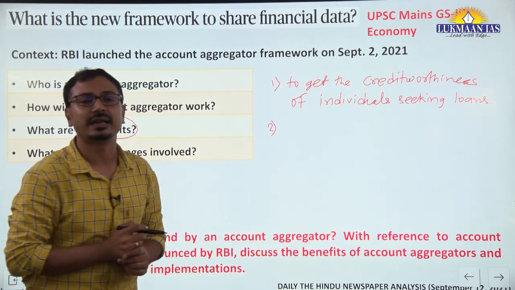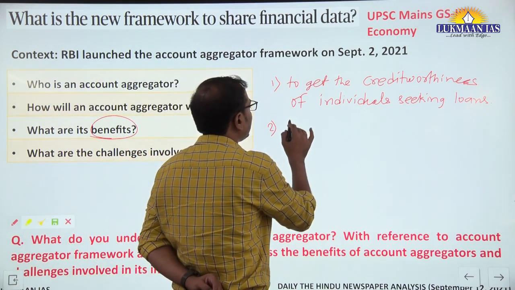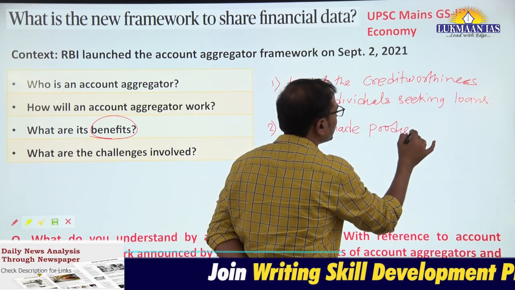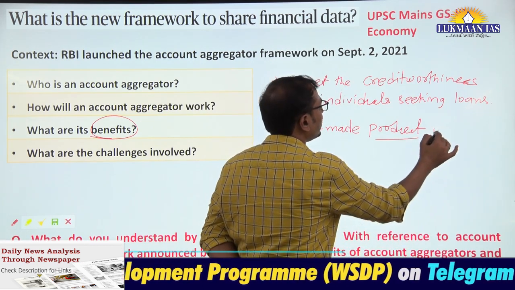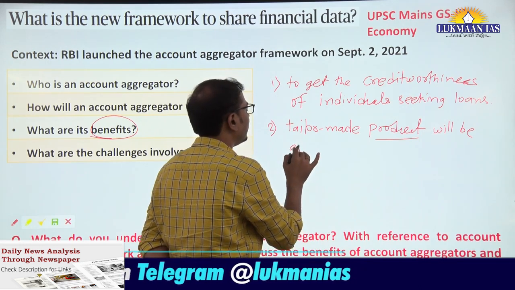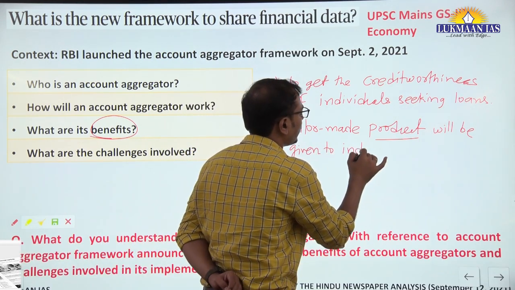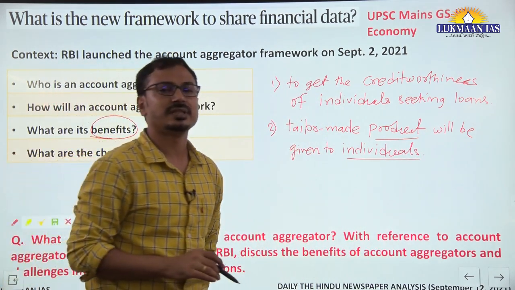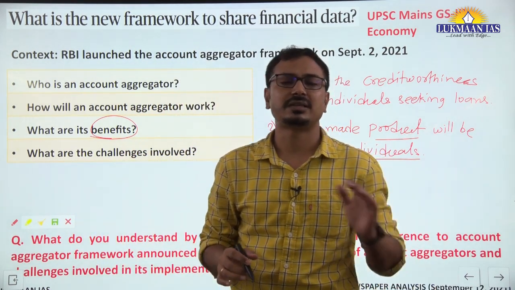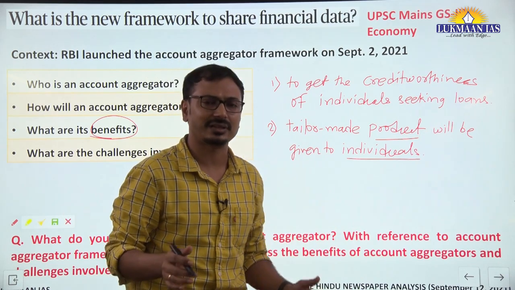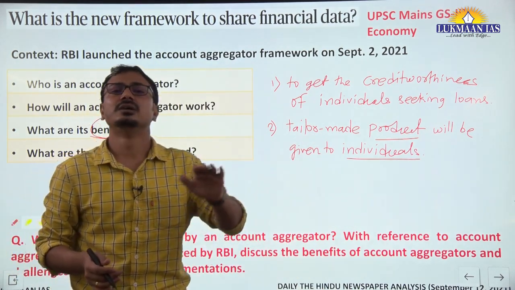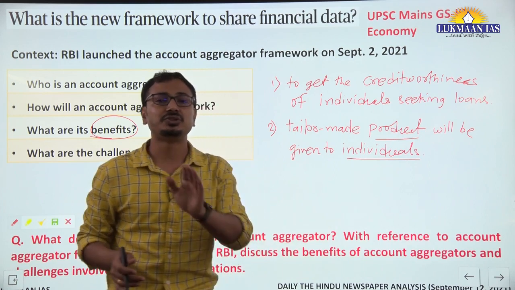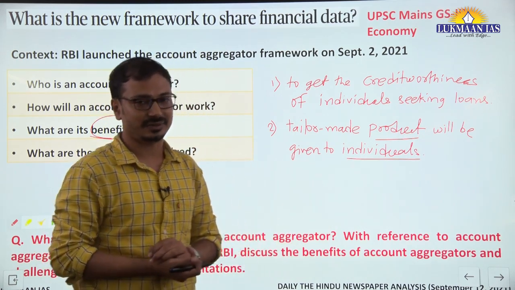Second aspect we should understand in terms of benefits is that tailor-made products in terms of credit or loan or insurance will be given to individuals on the basis of the past financial history of the individual. Suppose the individual has worked or invested in a certain particular sector, let's say the housing sector, or suppose for buying a new car, right? So a tailor-made product will be given to that individual on the basis of information that the bank is receiving, right?